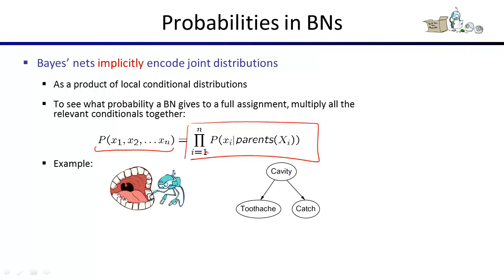Here's an example. Our toothache cavity catch example again. Here's our Bayes net, three random variables. What does the joint distribution look like for this Bayes net? Well, it will be of this format here.